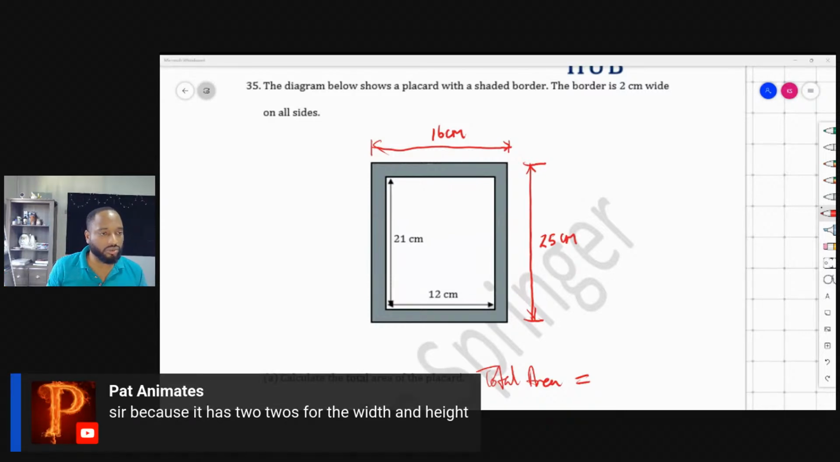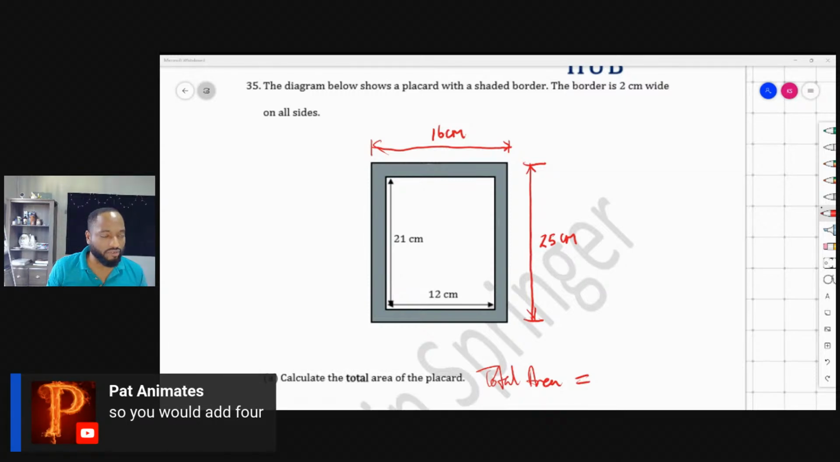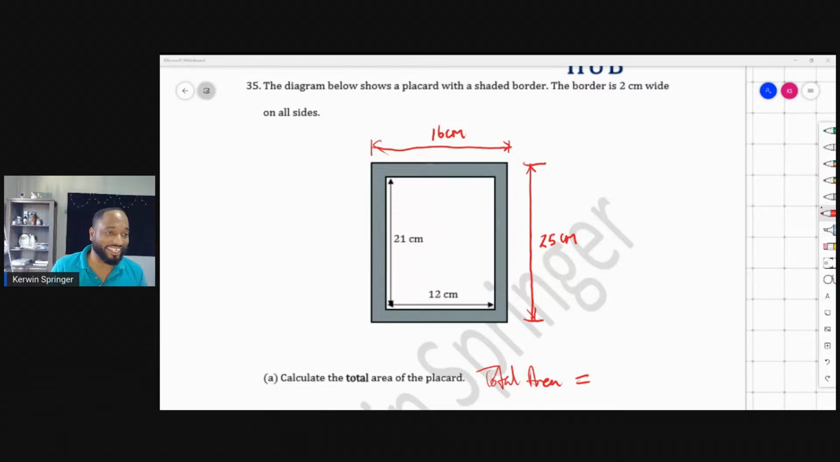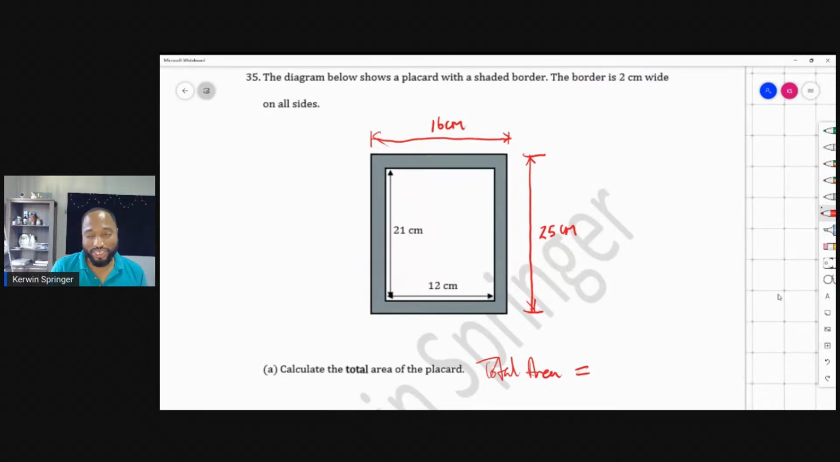Yes. So you would add 4, 2 on either side. Just so this man jump out. I just watched Attack on Titan. Rudy, we're not talking about that.